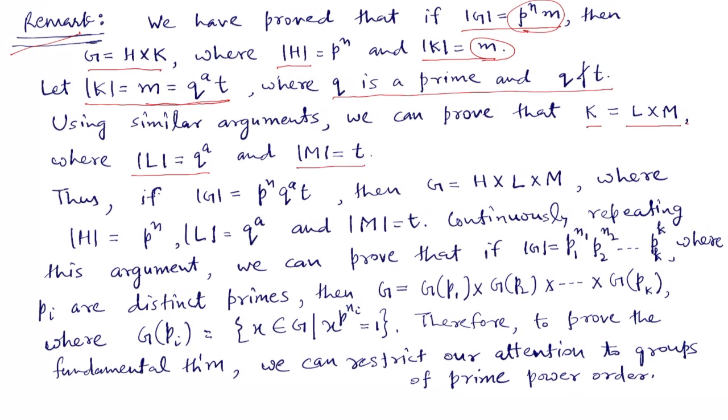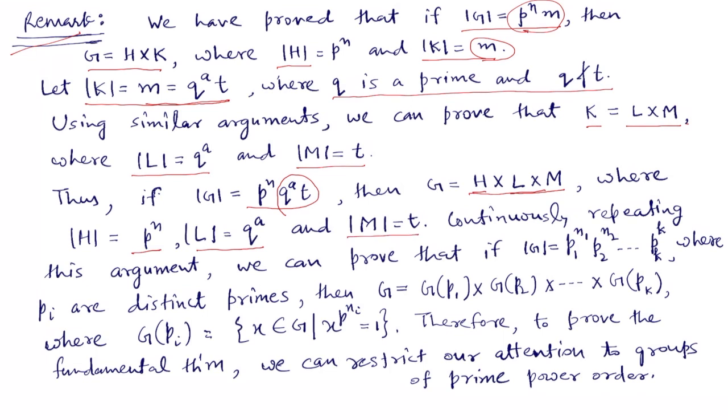So now we have order of G equal to p to the power n times m. m is now replaced by q to the power a times t. So G is the direct product of H and K, but K is now replaced by L and M. So G is the direct product of these three groups H, L and M, where order of H is p to the power n, order of L is q to the power a and order of M is t.